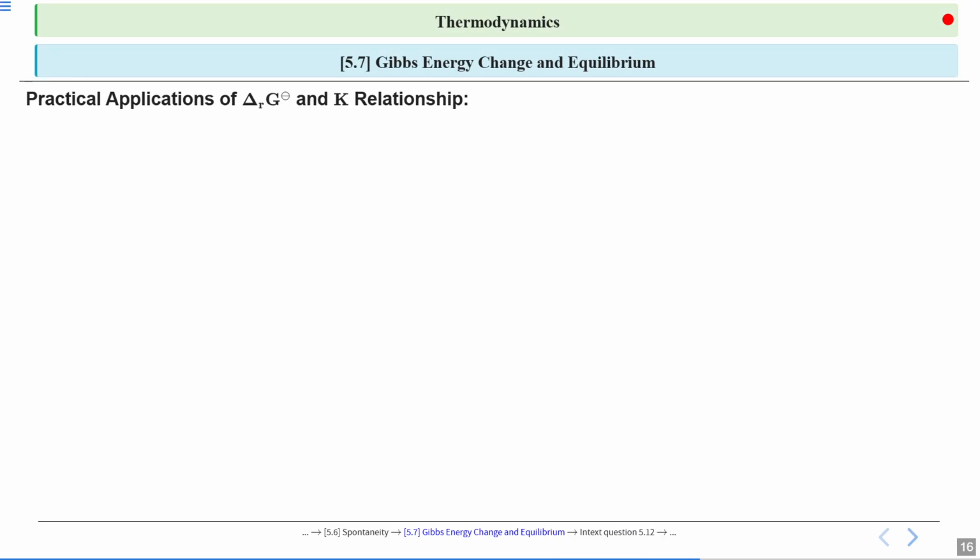Now, what can be the practical application of this delta G naught and K relationship? We got this equation, right? We have seen that delta G naught, which is the Gibbs free energy change at standard temperature, is equal to negative RT ln K, where K is the equilibrium constant. Now you can predict K from H naught and S naught.